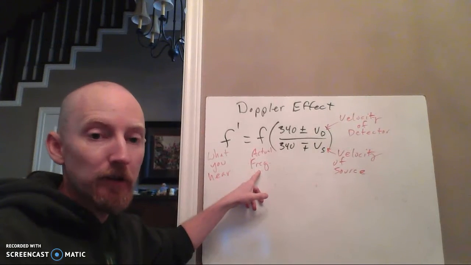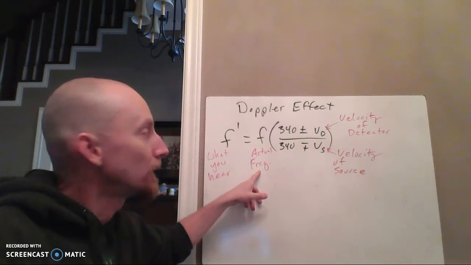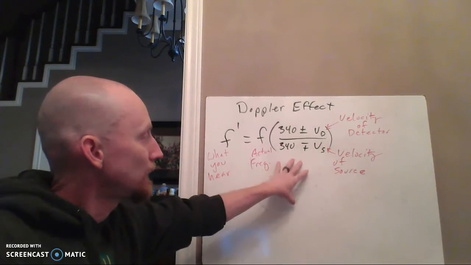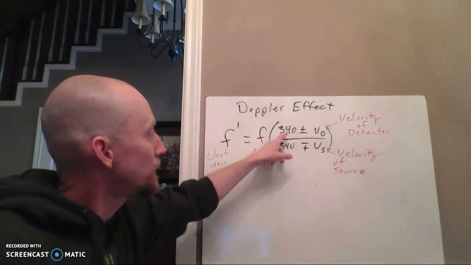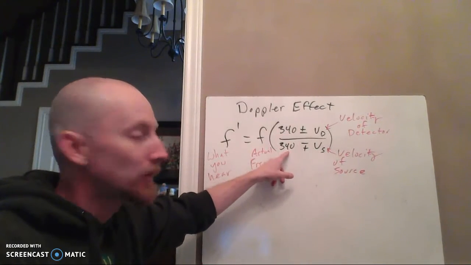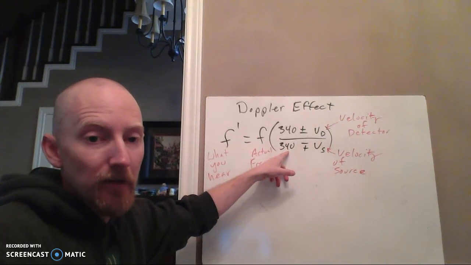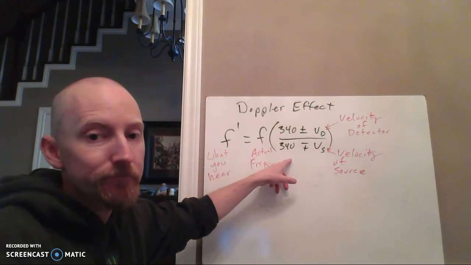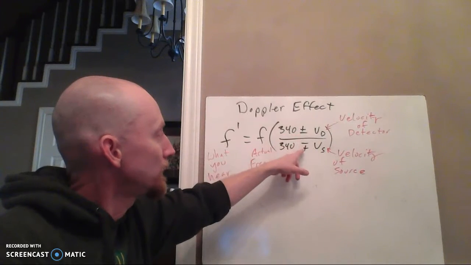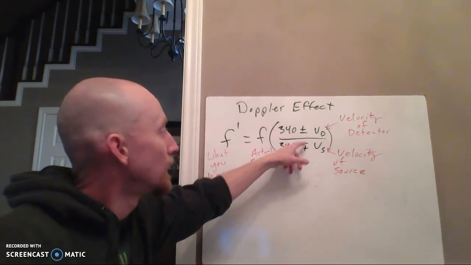F is the actual frequency. That's the actual sound that whatever it is is making. Maybe it's a car, something like that, okay? I set this up just like this every time for every Doppler problem. The 340 is the speed of sound in air, or 343. Whatever the problem says the speed of sound is, that's what you're going to put both bottom and top. And it's plus minus on the top and minus plus on the bottom. I'll get to that in a minute.